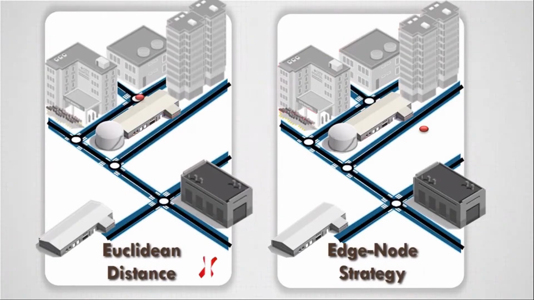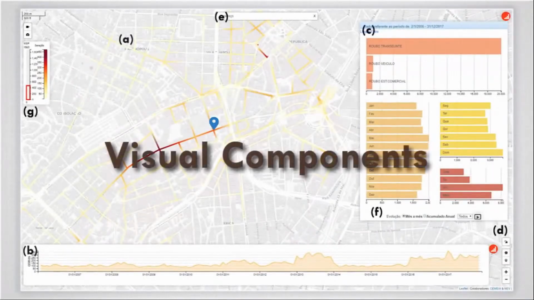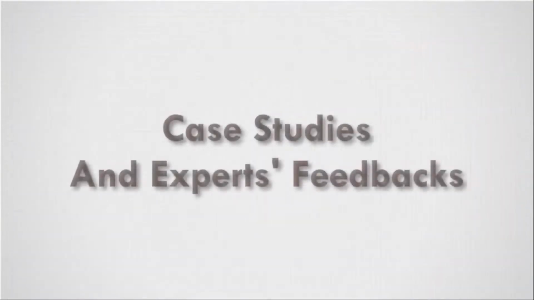Mirante does not use only Euclidean distance. Instead, it implements an H-node strategy to improve the visualization. Our system is composed of 7 components detailed in the presentation video. Mirante's capabilities are highlighted by 2 case studies.